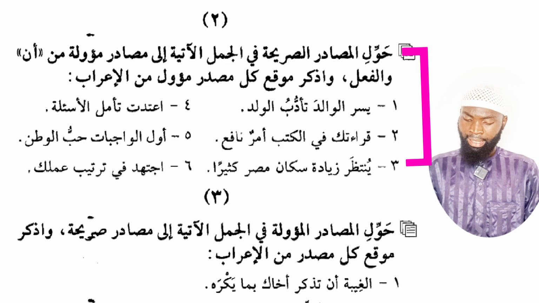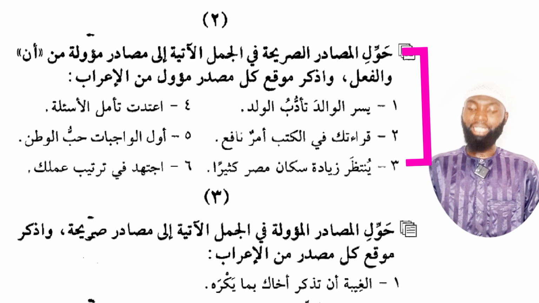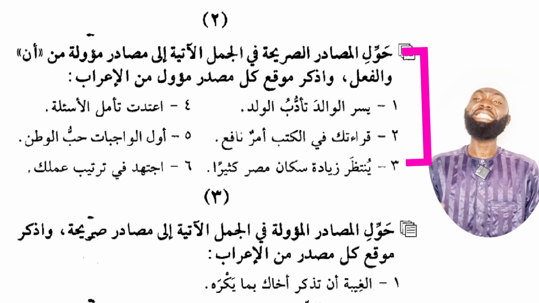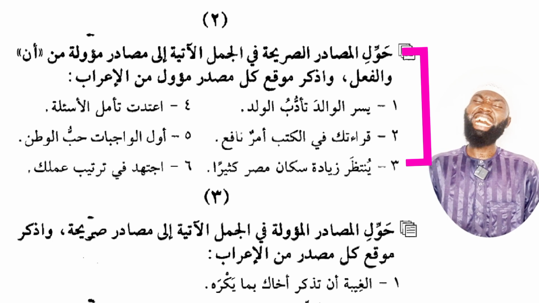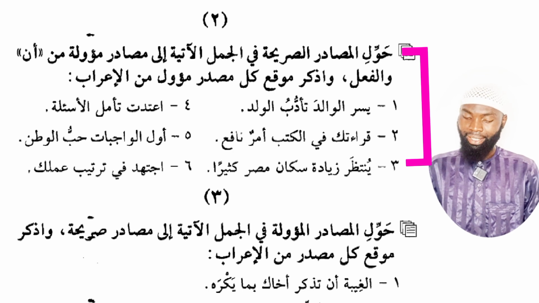Number 1 says, Yasurrul walida ta'addubul waladi. The father is pleased, the father becomes pleased by the manner of his child. So you can see that we can change this and say, Yasurrul walida an yata'addab. Yasurrul walida an yata'addabal waladu. So here you see that the word an yata'addab has changed, and ta'addubu here is coming as fa'il.